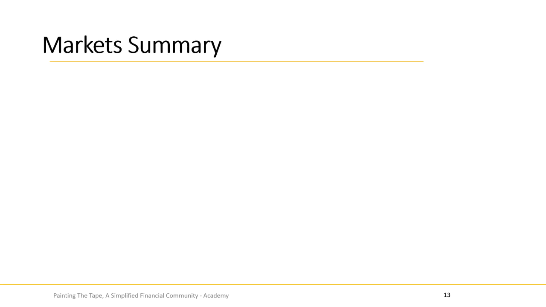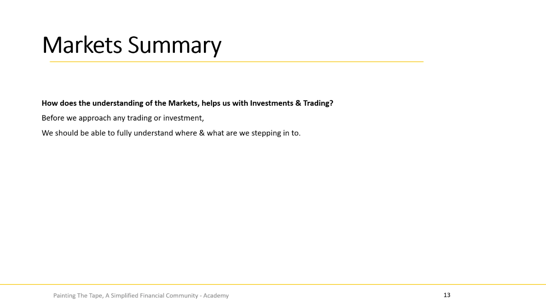For our market summary, in general, we understand that we have, first of all, two sides, right? We understand that we have buyers, sellers, demand, and supply. And you're asking yourself, how is it going to help me with investments and trading? So before we approach trading and investment, because this is going to be the second part of our webinar, excuse me, guys, we should fully understand what we are stepping into.